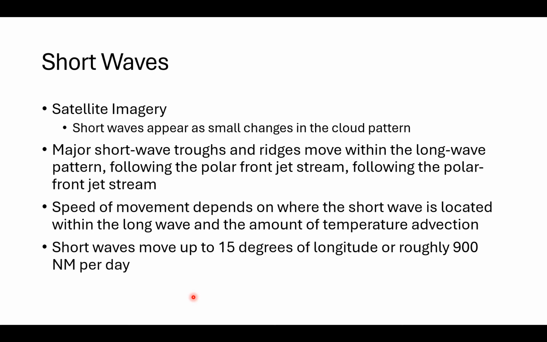For satellite imagery, how do we identify short waves? Short waves appear as small changes within the cloud pattern. Major shortwave troughs and ridges are going to move generally within the long wave pattern. They generally follow the polar front jet stream, following the polar front overall.